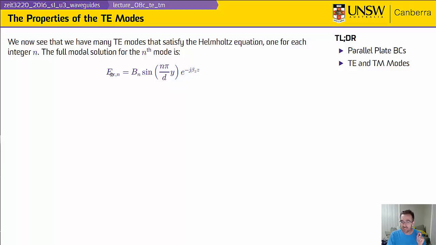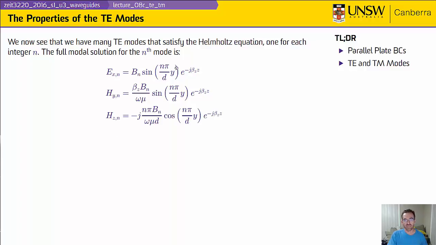So if this is my x component of the electric field for the nth mode, I can then plug that into my equations and get the y component of the magnetic field for the nth mode. And in order to get that, I have to take the derivative with respect to z. And then I can get the z component by taking the derivative with respect to y, and the sine becomes a cosine. And the n pi that shows up here.